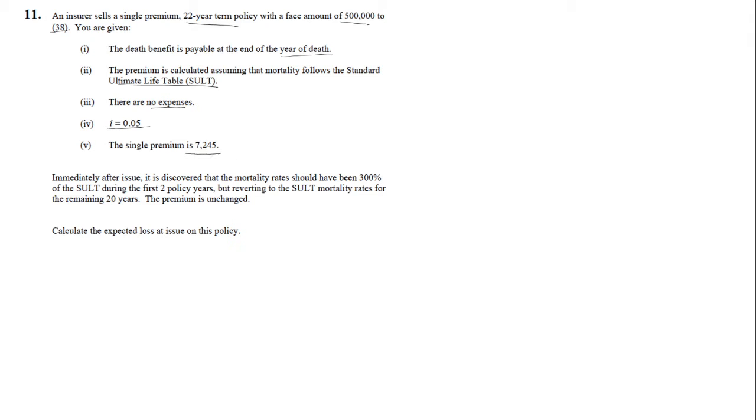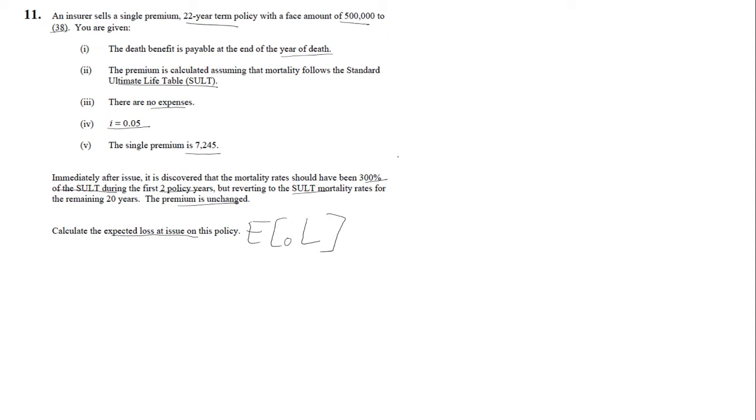Single premium is $7,245. So immediately after issue, it is discovered that the mortality rates should have been 300% of the standard ultimate life table during the first 2 policy years, but then reverts back to using the standard ultimate life table mortality rates. And the premium is unchanged, so we want to calculate the expected loss at issue on this policy. So what they're looking for is this.